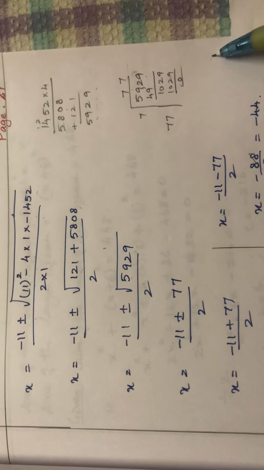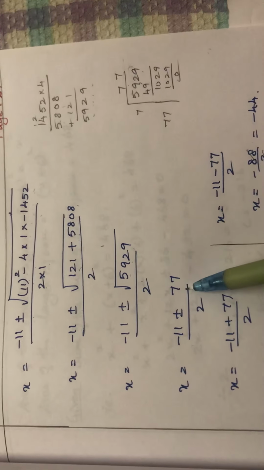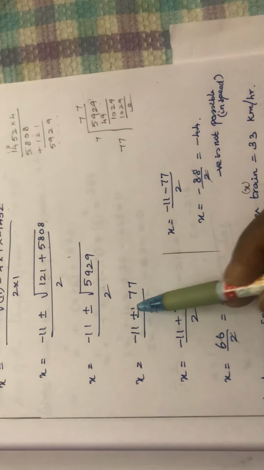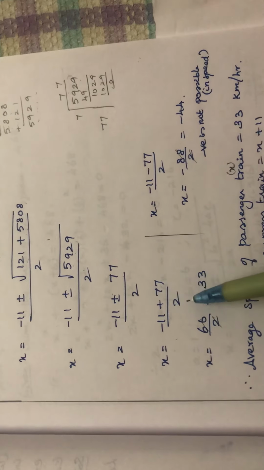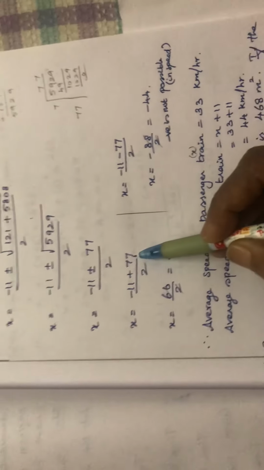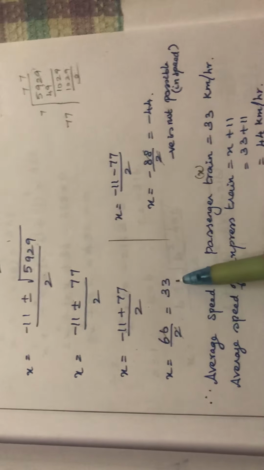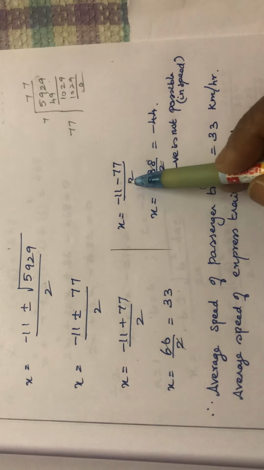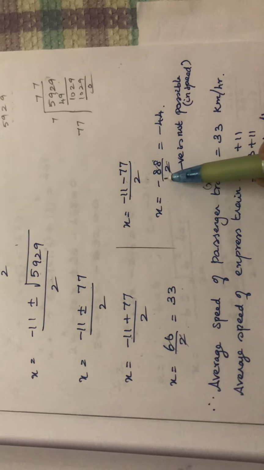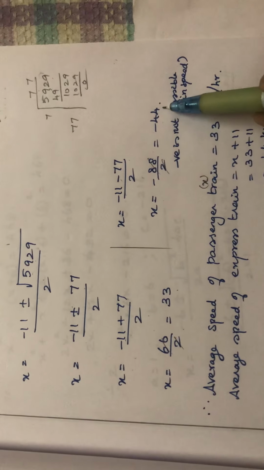I have solved here, you can refer this. So 77. So 1 for addition, 1 for subtraction. So x is equal to minus 11 plus 77 by 2. When I am subtracting, 66 by 2, which is equal to 33. For the next one, subtraction, minus 11 minus 77 by 2. So minus 88 by 2, minus 44.